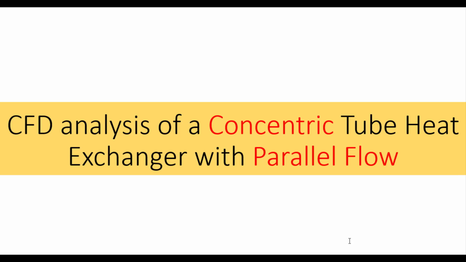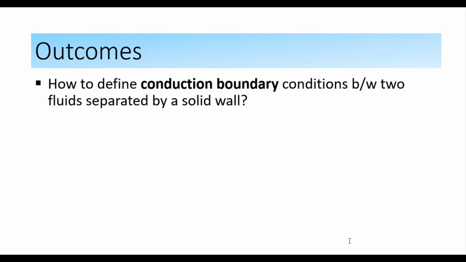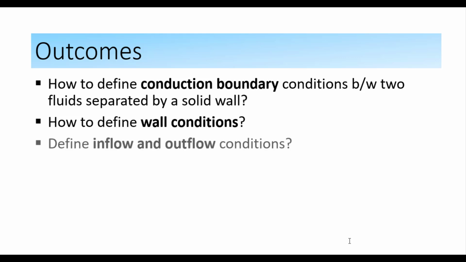Hello everyone. Today we will carry out CFD analysis of a concentric tube heat exchanger with parallel flow options. The main outcomes of this study are: you will learn how to define connection boundary conditions between two fluids that are separated by a solid wall, how to define wall conditions, wall materials, wall temperature of a solid. Then you will define inflow as well as outflow boundary conditions.